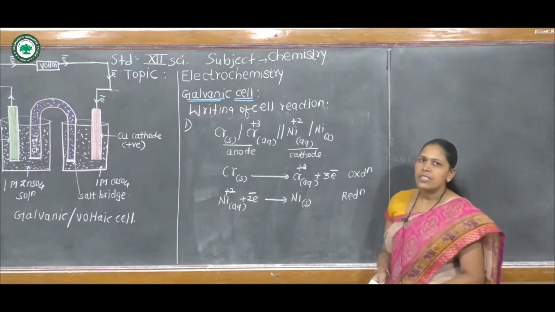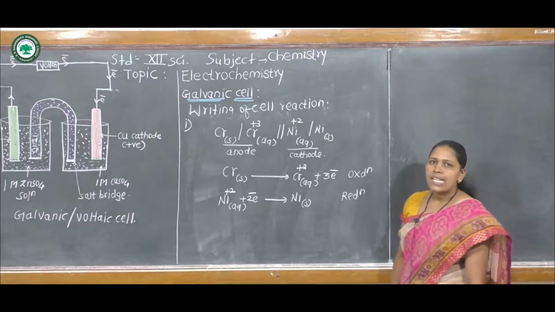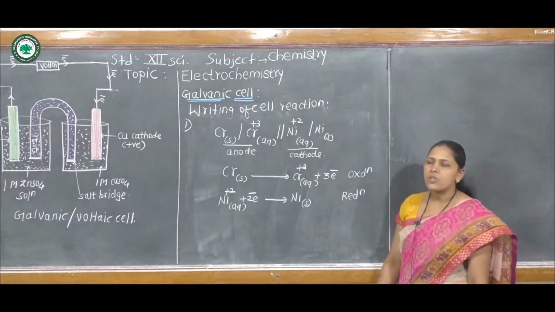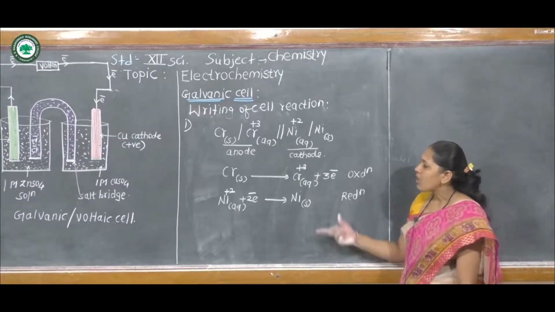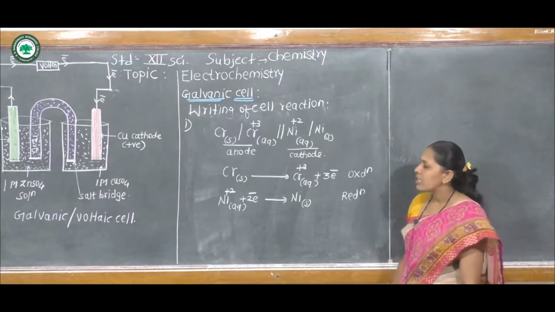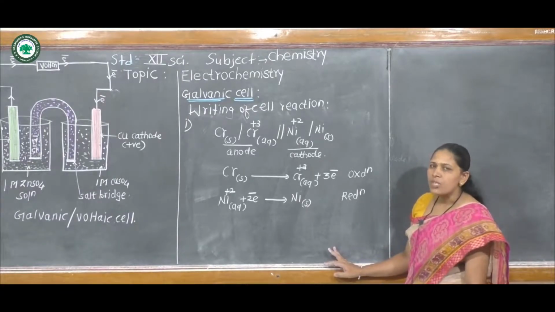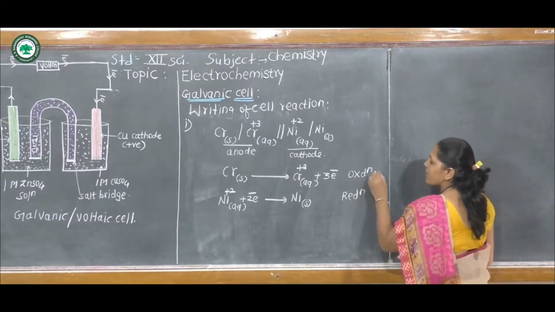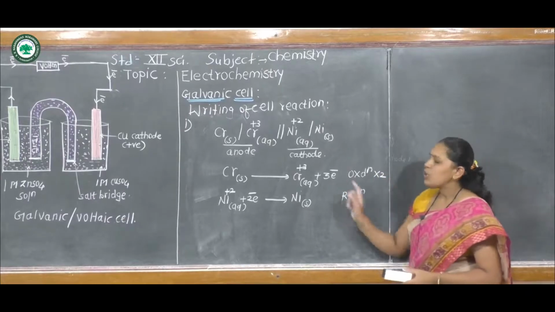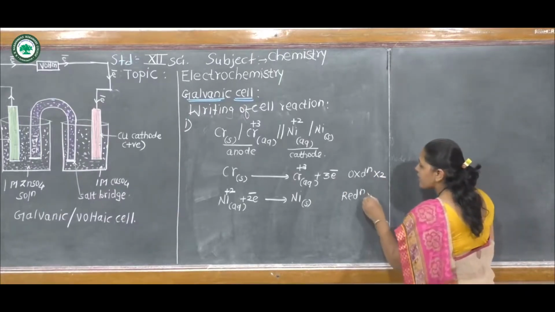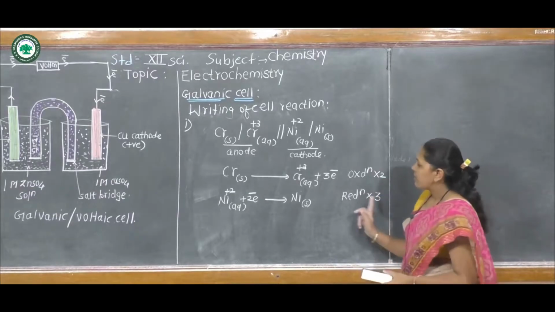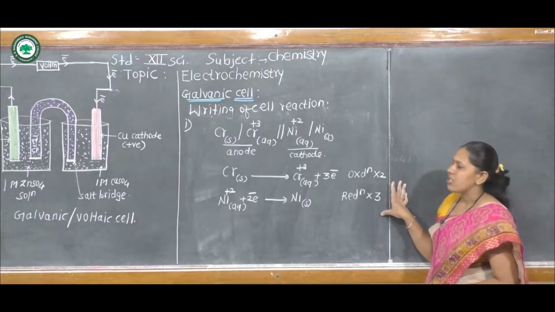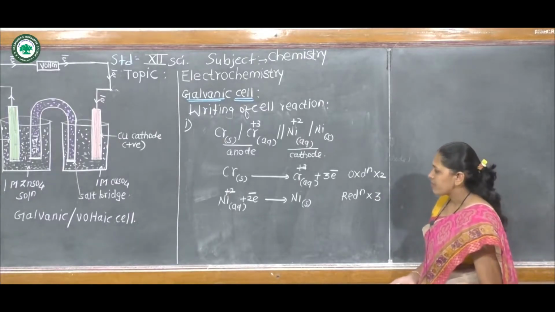Now these two equations indicate that here 3 electrons are lost, and in reduction half reaction 2 electrons are accepted. How will you equalize these electrons? Here we have to multiply both equations by a suitable numerical factor. If we multiply the oxidation half reaction by 2, then 3 into 2, 6 electrons, and the reduction half reaction by 3, 2 into 3, 6 electrons. Therefore, we have to multiply both equations by suitable numerical factors.